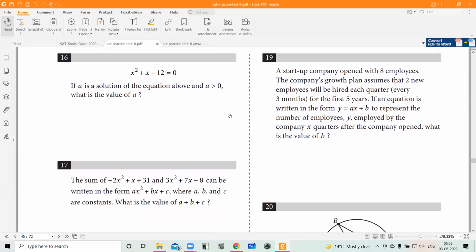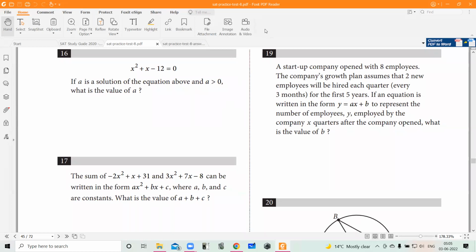19. A startup company opened with 8 employees. The company's growth plan assumed that 2 new employees would be hired each quarter, every 3 months, for the first 5 years. If the equation is written in the form y equals ax plus b to represent the number of employees x quarters after the company opened, what is the value of b? 8. Correct. Good.